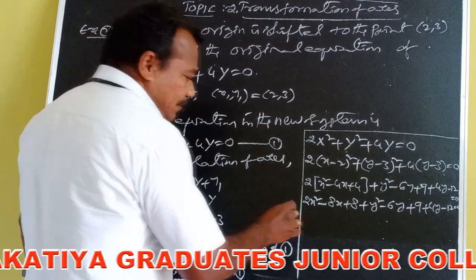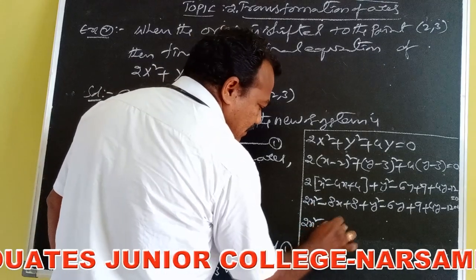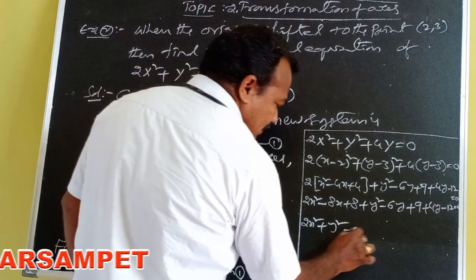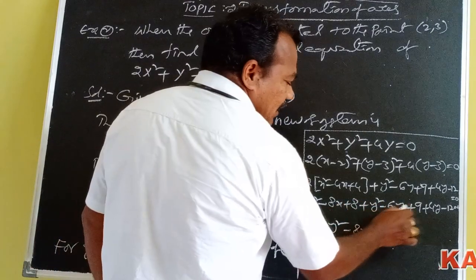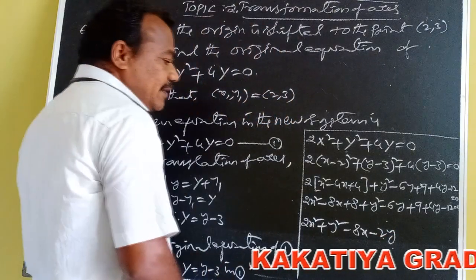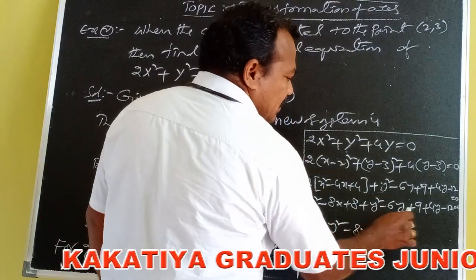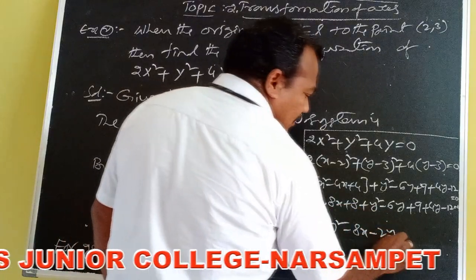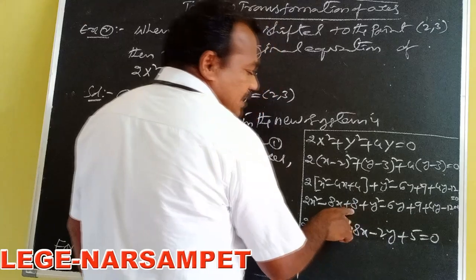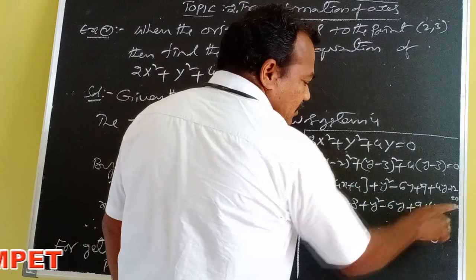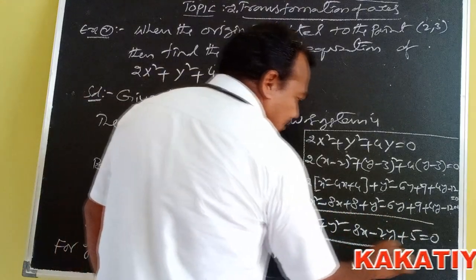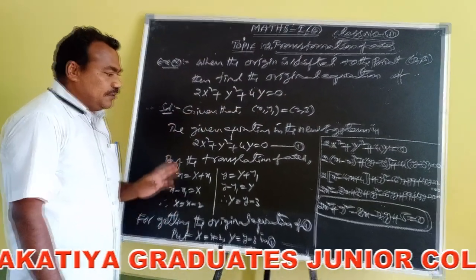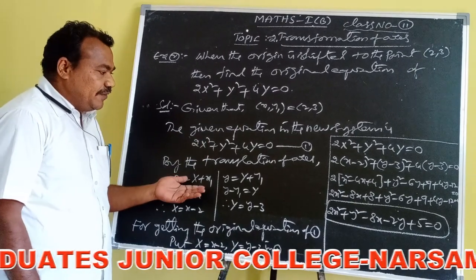Writing this equation in order, 2x² is there, and y². For the x terms, there is only -8x. For the y terms, -6y + 4y gives -2y. To calculate the constants: 8 + 9 = 17, and 17 - 12 = +5. Yes students, this is the required original equation of the given equation when the origin is shifted to the point (2, 3). This is the process to find the original equation.